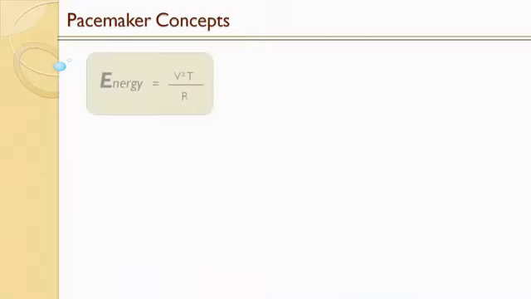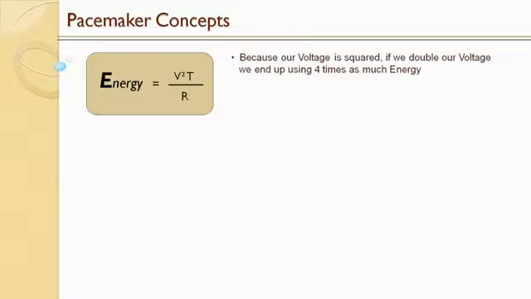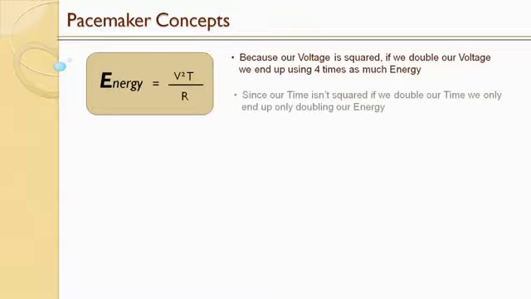Well, to find that out, we really have to look at the energy equation. Energy equals voltage squared times time divided by resistance. Because our voltage is squared, if we double our voltage, we end up using 4 times as much energy. But since our time isn't squared, if we double our time, we only end up doubling our energy.